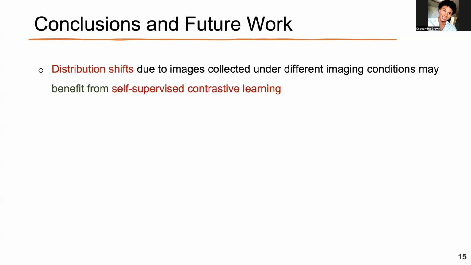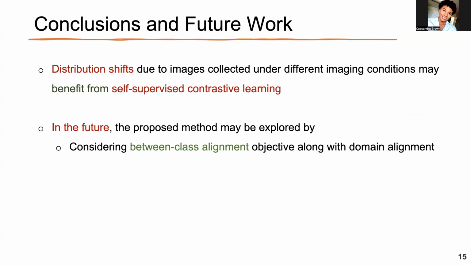And to conclude, distribution shifts due to images collected under different imaging conditions may benefit from self-supervised contrastive learning. And in the future, the proposed method may be explored by considering a between-class alignment objective along with the domain alignment. And we can experiment on more large-scale real-world data sets instead of using rotated MNIST, like the Office data set.